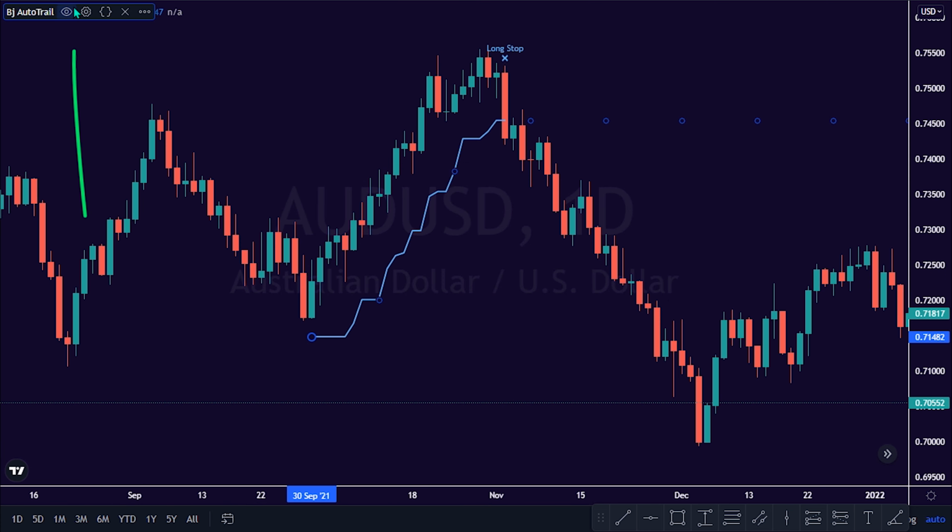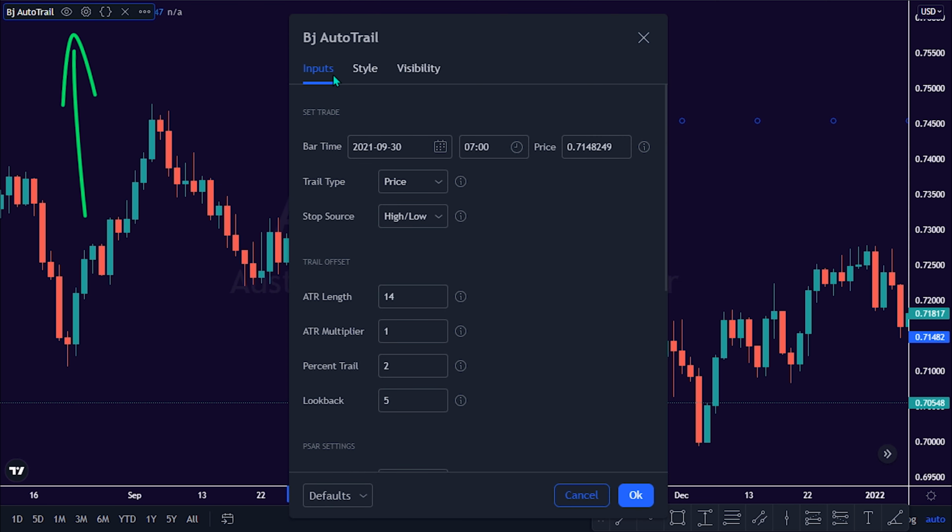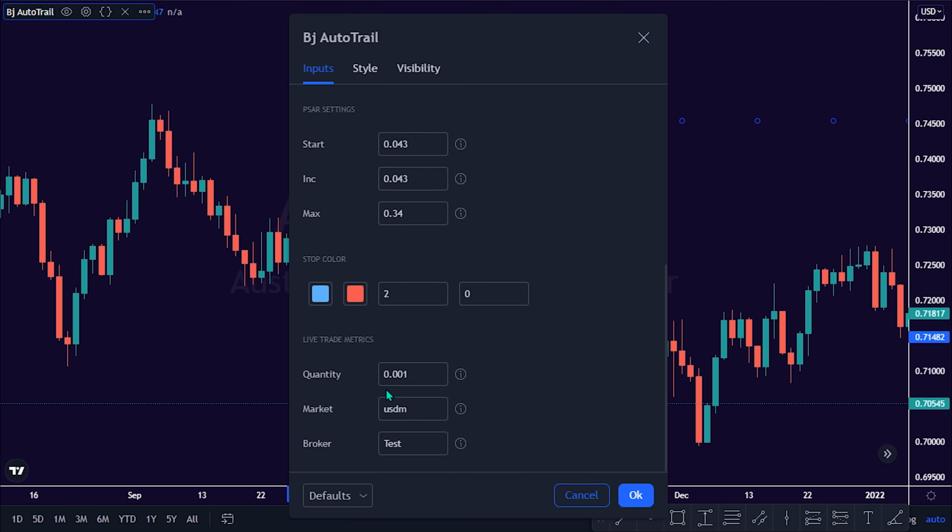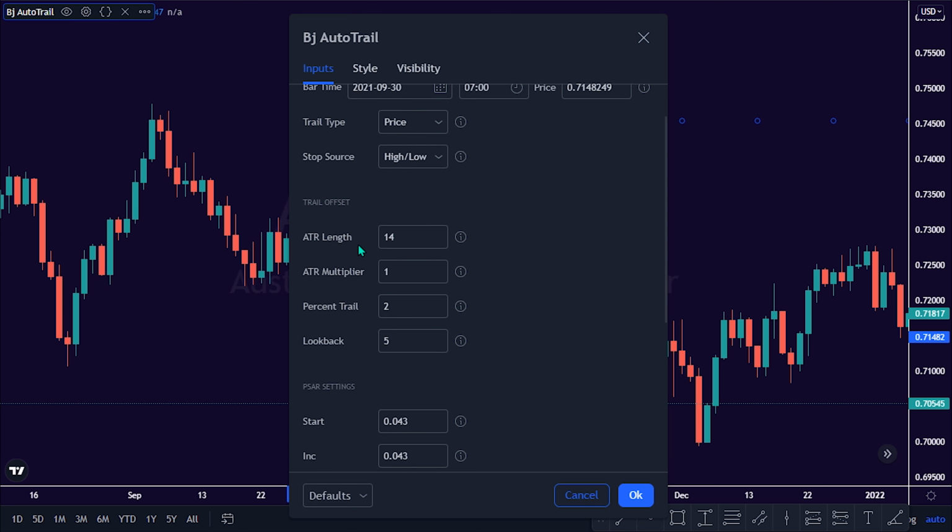Let's left-click on the setting options on the trading indicator at the left-hand side of the screen chart here. Selecting this will pop up the Parameter Settings tab. Under the Input option here, we can see the components which make up the Bjorgum AutoTrail indicator. These are the several other trail types other than price-based. There is the ATR length, the ATR multiplier, the percent trail, also the look back.